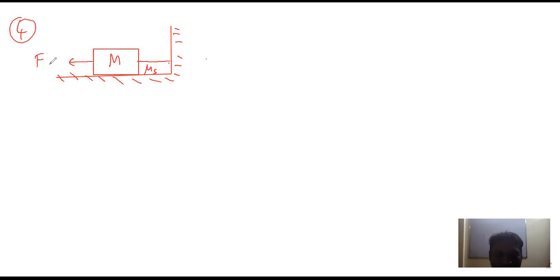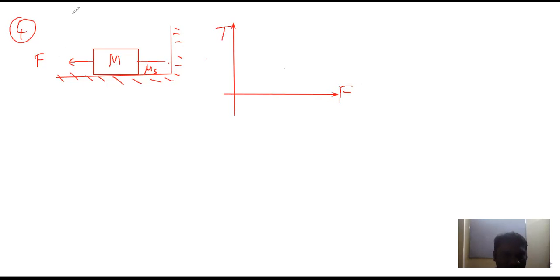It is increased from 0. So coefficient of static friction is mu s. So we have to draw the graph of applied force versus tension force. Applied force capital F versus tension force capital T. So let us see how to solve this question.